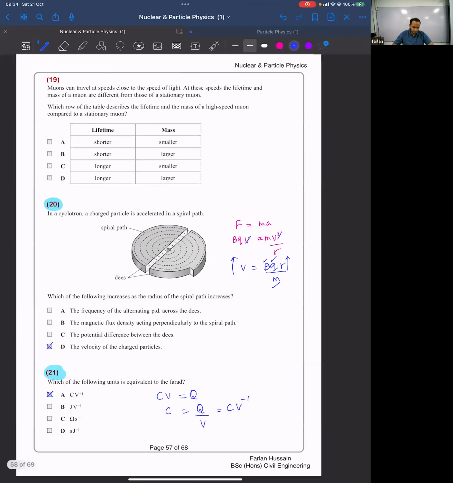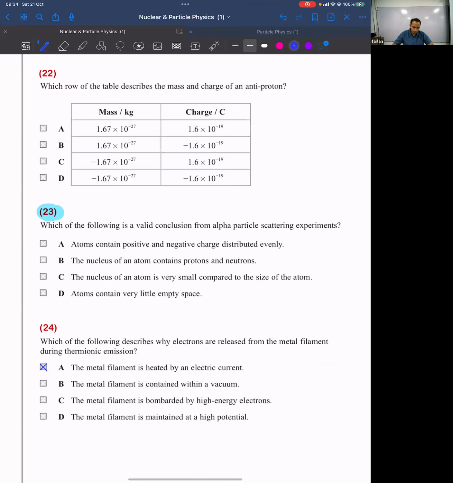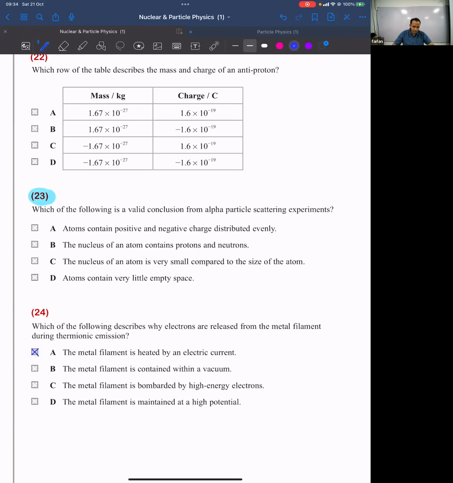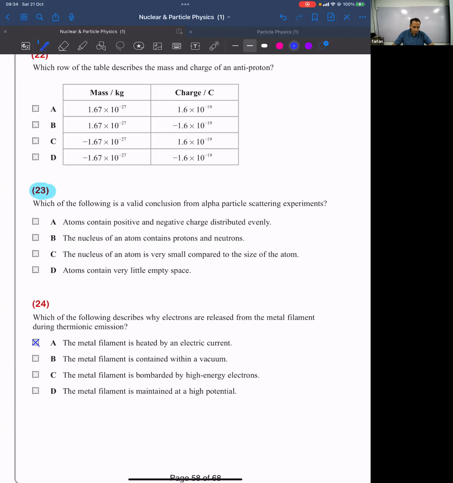What's next? 23rd one. Which of the following is a valid conclusion from alpha particle scattering experiment? Atoms contain positive and negative charge distributed evenly. No. The nucleus of an atom contains protons and neutrons. The nucleus of an atom is very small compared to the size of the atom. Correct. C. Atoms contain very little empty space. No. The answer is C.